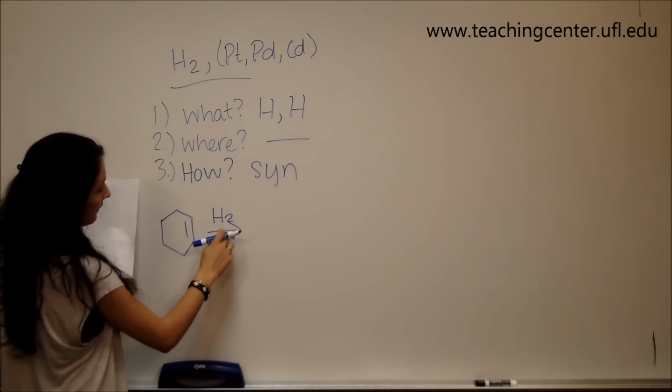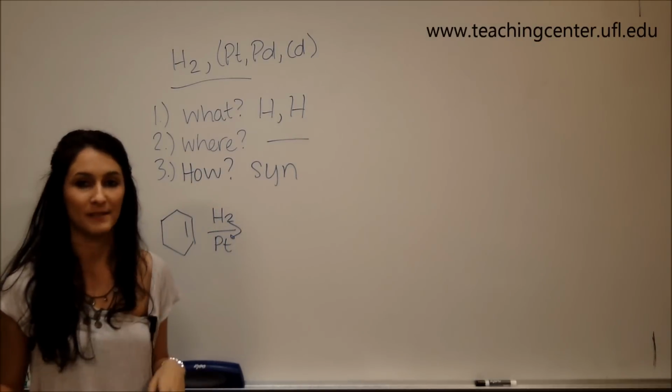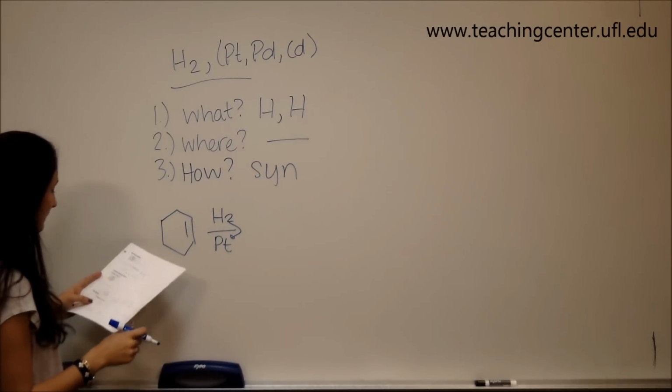So sometimes you'll see Pt with a circle or Pd with a circle. That just means the metal catalyst, basically. It's in its metal state.